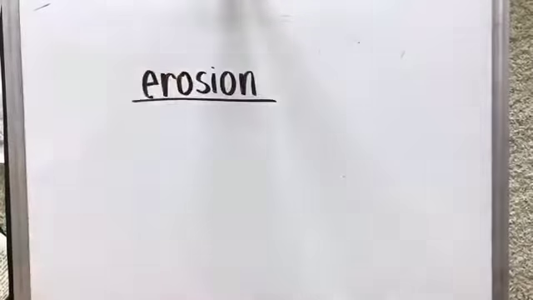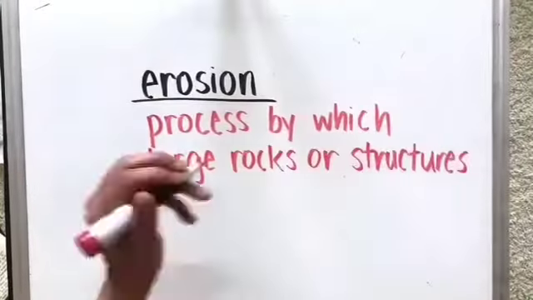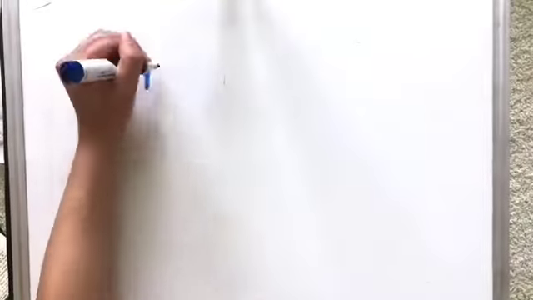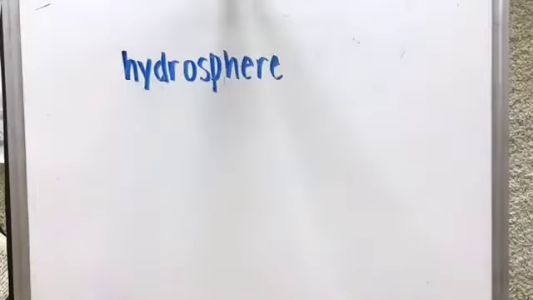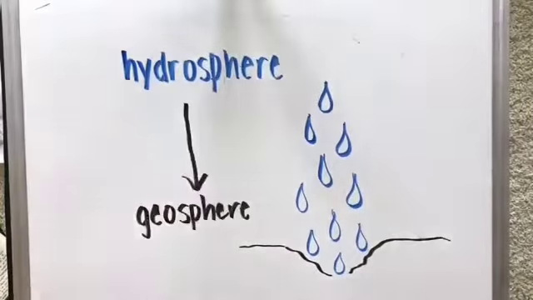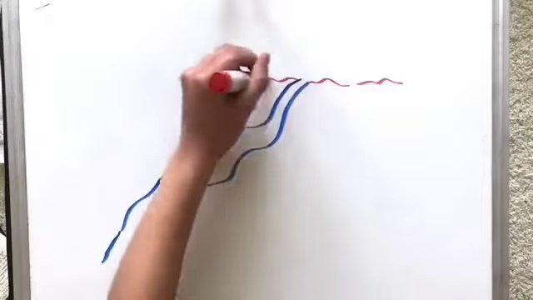Rain can also interact with our geosphere through a process called erosion. This is where large rocks and structures are slowly broken down into smaller ones over a long period of time. A lot of rain can slowly erode the surface of the earth on a small scale. On a larger scale, canyons are a great example of this.